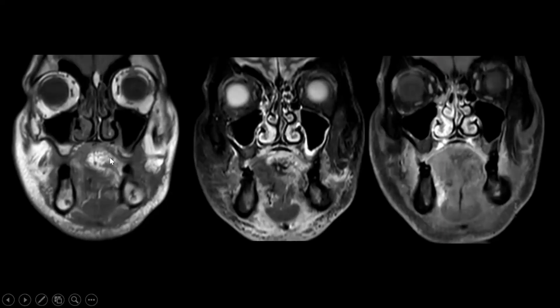I have said that fat is always hyperintense on T1, right? So if there is a lesion, it has to be hypointense. There is no enhancement. Tongue lesions always enhance intensely. There's no enhancement on post-contrast images.